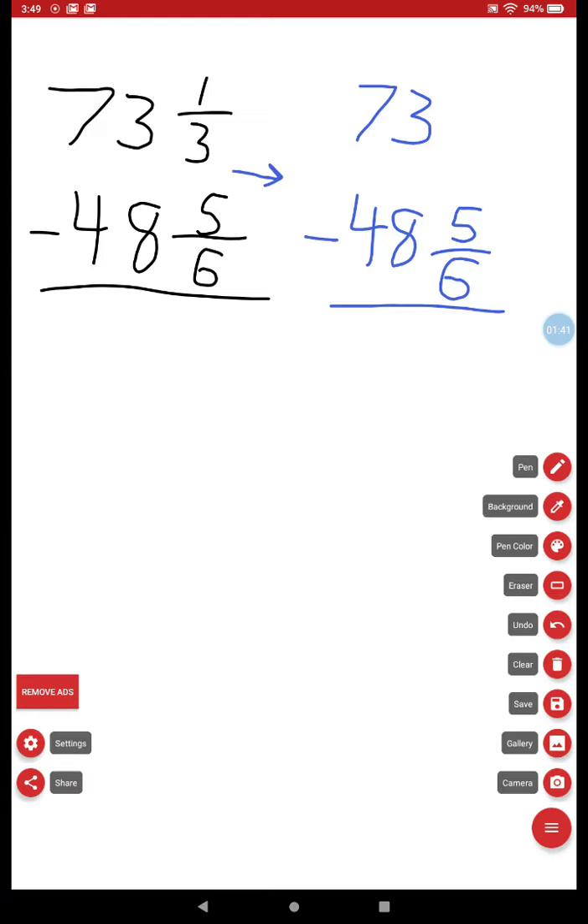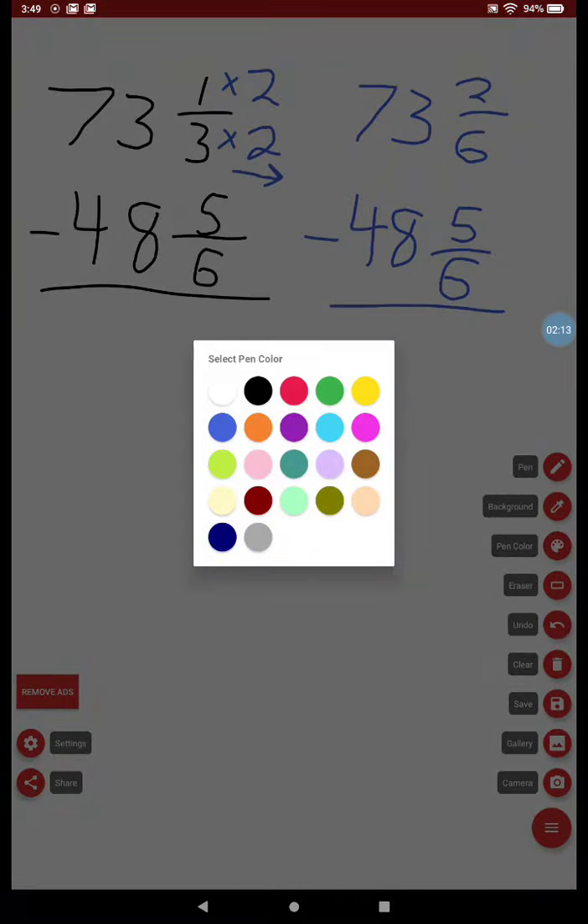And now I'm going to convert 1/3. 3 times what equals 6? 3 times 2. Convert that top one. 1 times 2. 1 times 2 is 2. Okay, now you can clearly see it, right? 2/6 is smaller than 5/6. Well, what do I have to do? I have to regroup. In younger grades, you probably call that borrowing, right?